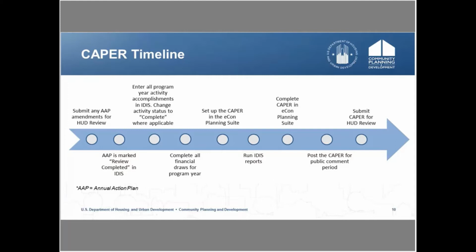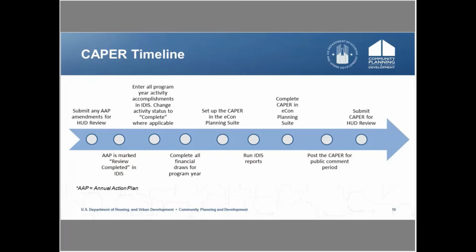Since there's no way to refresh the auto-populated data in the CAPER template, this means that you will need to manually update the information in your CAPER to accurately reflect your program year. So in order to avoid that, it's best to wait until your action plan is marked review completed, you've entered your activity outcomes, and you've completed all financial drawdowns for the program year before you create that CAPER template.